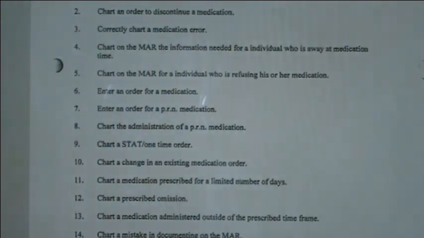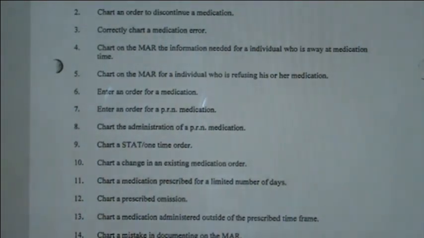Chart on the MAR the information needed for an individual who is away at the time. That is somebody who it's time to take the medication, but they're not home. Maybe they went to a doctor's appointment, or the family took them out shopping, they're not back yet, and it's time to give them medication. How would you document that? We're going to have an example of that.